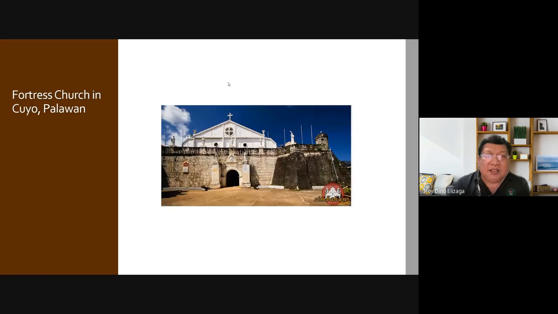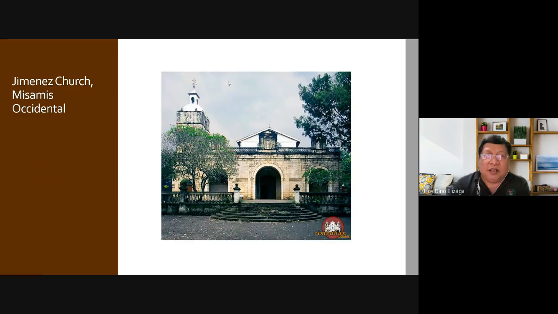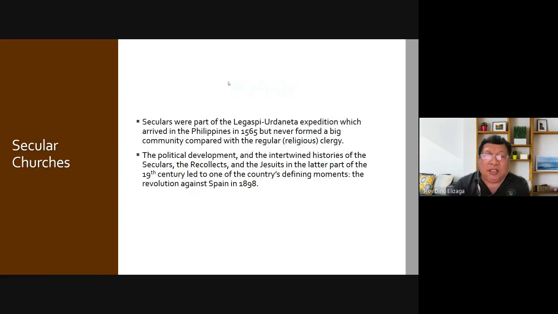So Zambales, Palawan, and Romblon. So all of this is all around the Philippines. And then you also have the secular churches.